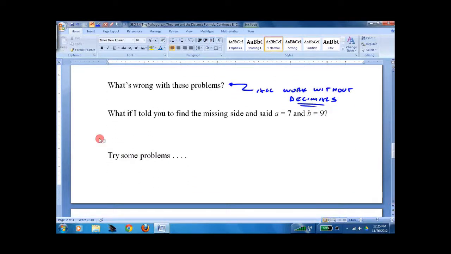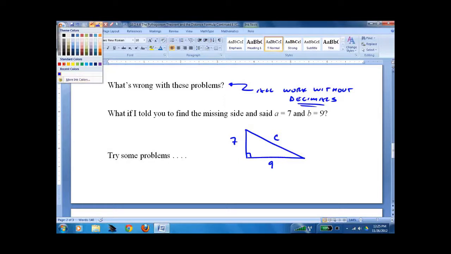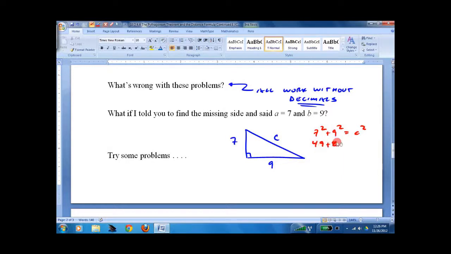So, what if I told you to find the missing side and said A equals 7 and B equals 9? Well, you have to go and write it out yourself. You write in C. You could write in any variable you want. Say, well, 7 squared plus 9 squared equals C squared. 49 plus 81 equals C squared. 49 plus 81 is 130 equals C squared. C equals square root of 130. If you want to turn that into a decimal, by all means.